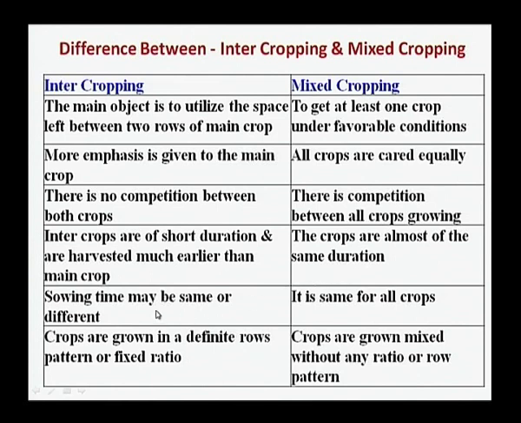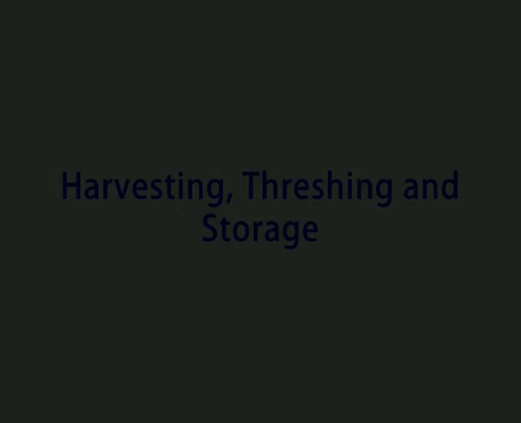And sowing time in intercropping may be the same or different, but in mixed cropping the sowing time is the same for all crops. In intercropping, crops are grown in a definite row pattern or fixed ratio, whereas in mixed cropping crops are grown mixed without any ratio or row pattern.